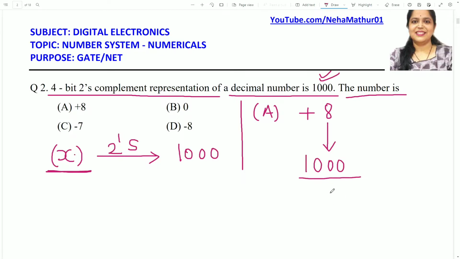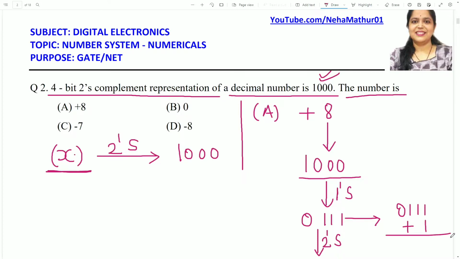After that, find out 1's complement for this, which will be 0111, because 1's complement is nothing but the inverted form of a given binary number. For the 1, 1's complement will be 0, and for the 0, 1's complement will be 1. Now the next is that you need to find the 2's complement, and the method for finding the 2's complement is just by adding 1 in a given number.